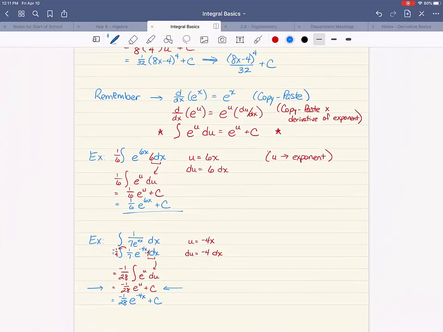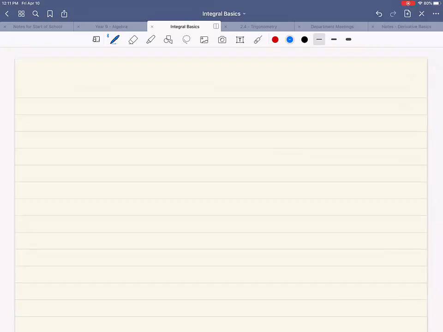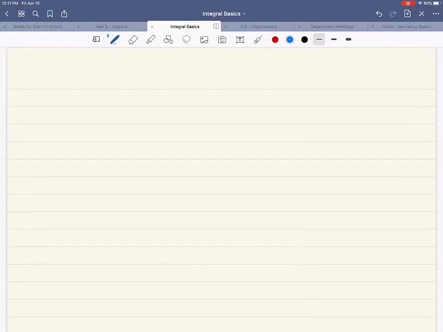Finally, let's do the last problem. I keep wanting to ask if you have any questions, but you can't answer me, which is kind of unusual. I'll get used to that. So finally, my last problem is the integral of the square root of e to the x dx.